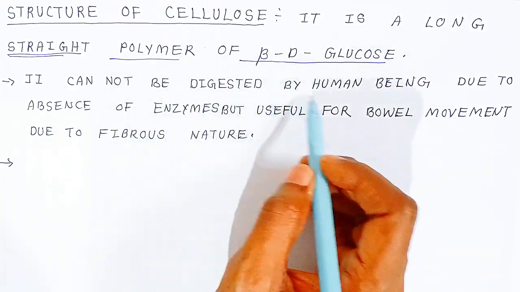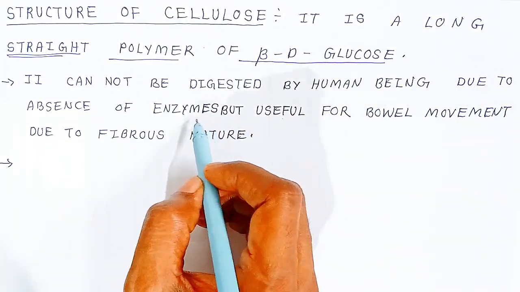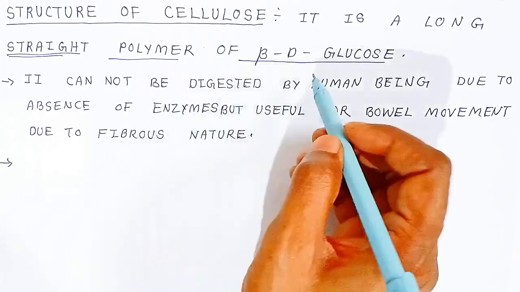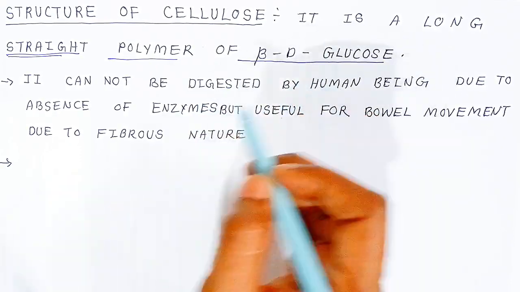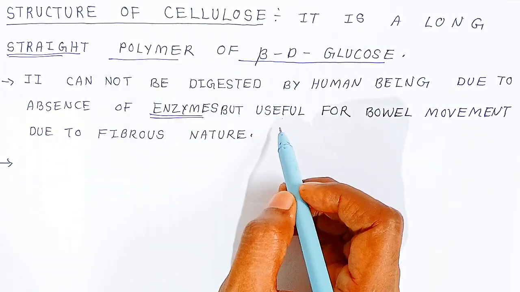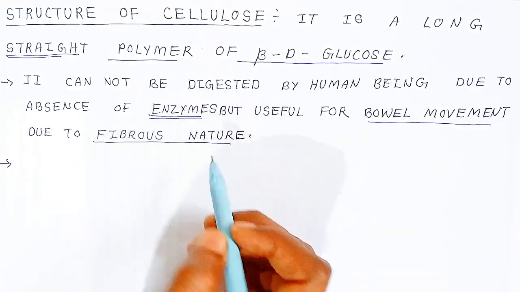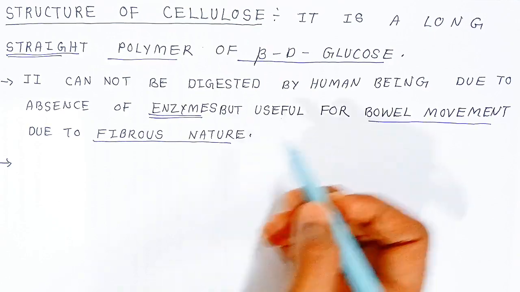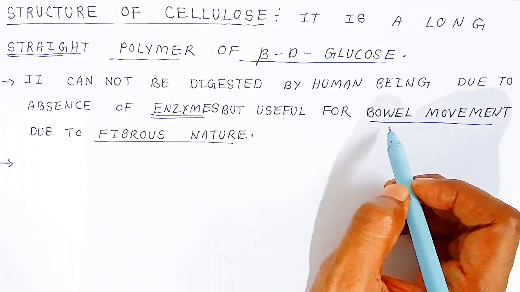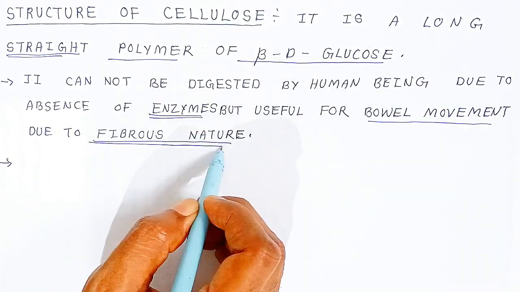It cannot be digested by human beings due to the absence of the enzyme, because humans do not have that enzyme. That is why they are not able to break this series of beta D glucose. Understanding? Enzymes are absent in human beings, and it is very useful for bowel movement. Understanding? Due to the fibrous nature. Understanding, students? This way your stomach will be free from unwanted material because of the bowel movement, because fibers are present inside the cellulose.